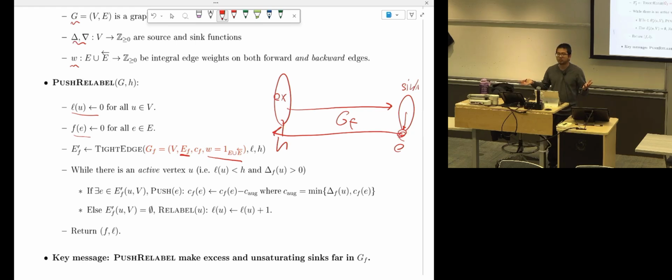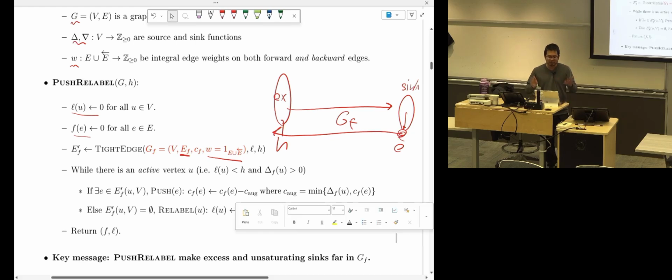That's what it does. That's the whole goal of this algorithm. Okay. And it just tries to do this in the most straightforward way.